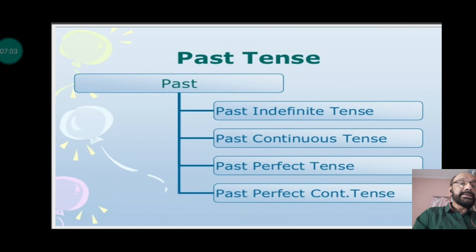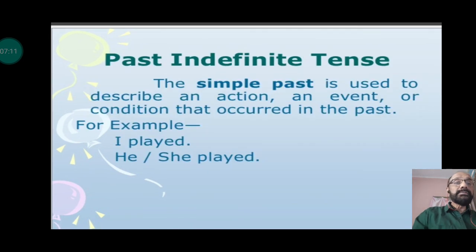Let's come to the past tense. Once again, same thing: the simple past, the past continuous, past perfect, and past perfect continuous. The simple past is used to describe an action, event, or condition that occurred in the past. I played, she played when she was young. So, the action happened in the past.